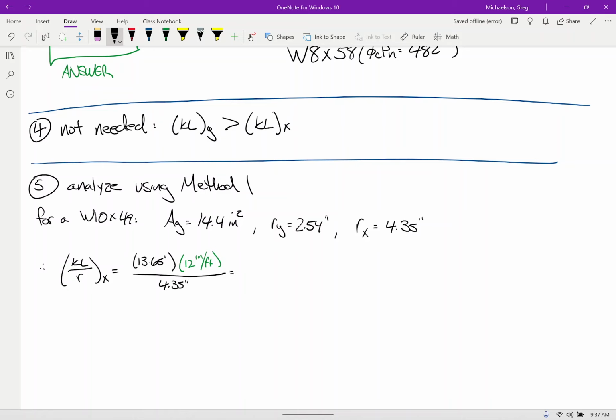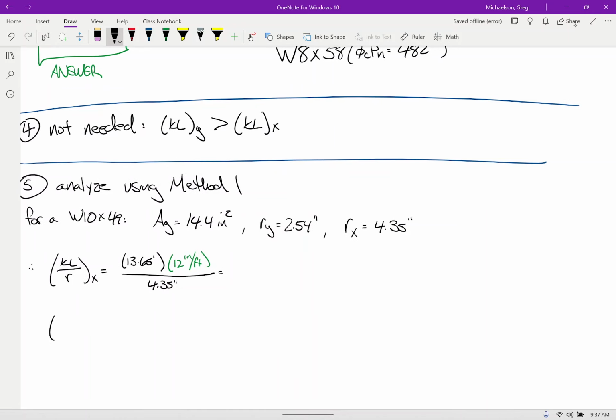So the first thing I'm going to do is compute KL over R in the x-axis. Notice what I did here. I just used this because we already computed KL. No reason to redo the math. Okay? And then for KL over R in the y-axis, all right, so what do we get for these?